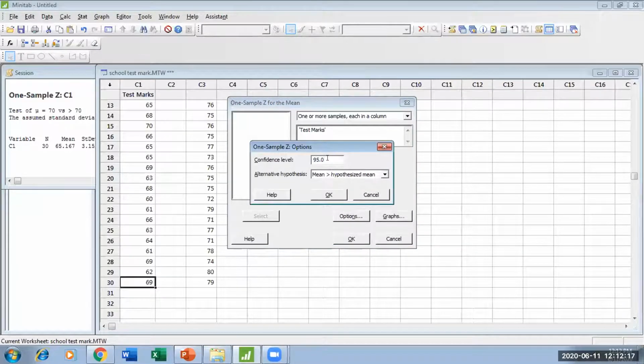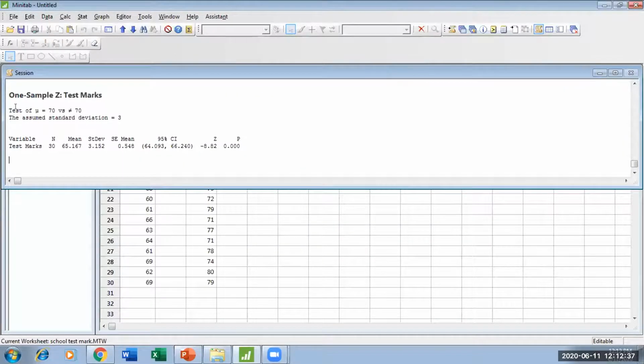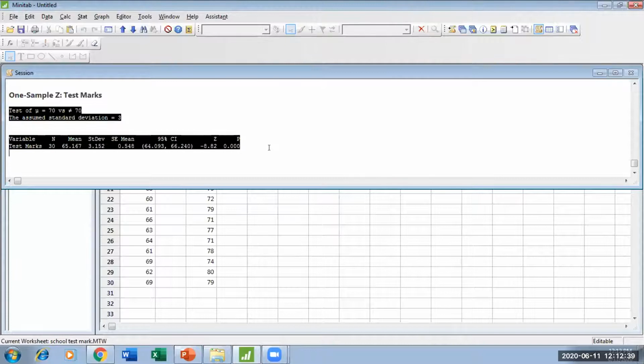Now I go for the options. Confidence level is 95%. That means this test I am conducting at a significance level of 5%, right? Alpha is 5%. Now what is the alternate hypothesis? There are 3 choices. My first choice is not equal to. I give OK. Again I give OK. Now Minitab has given the result. You see here, the one-sample Z result is available.